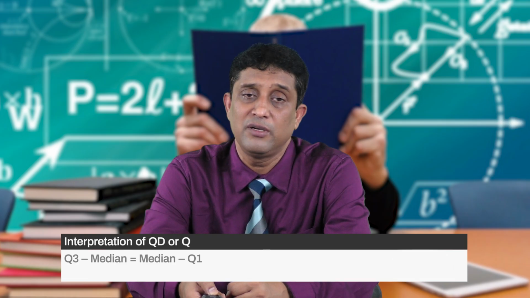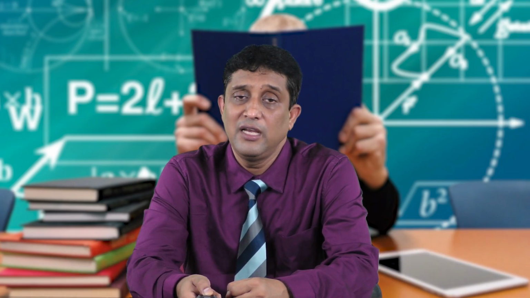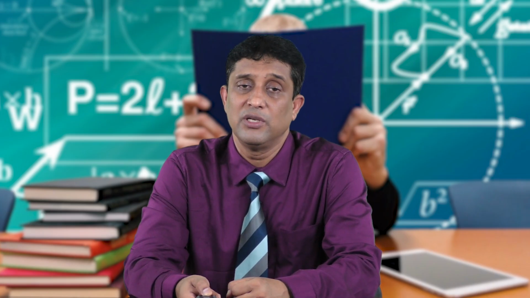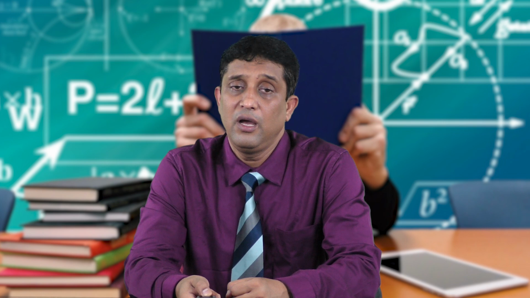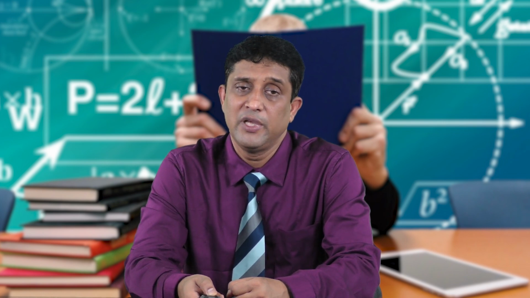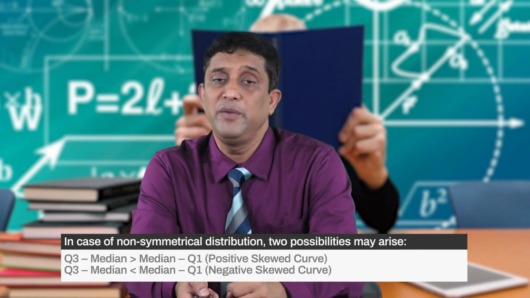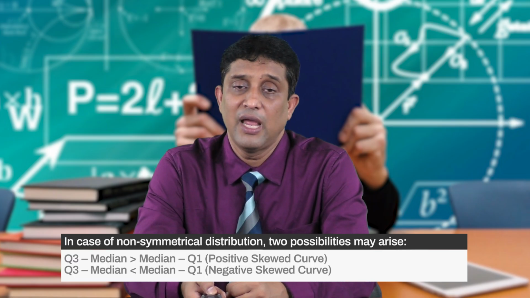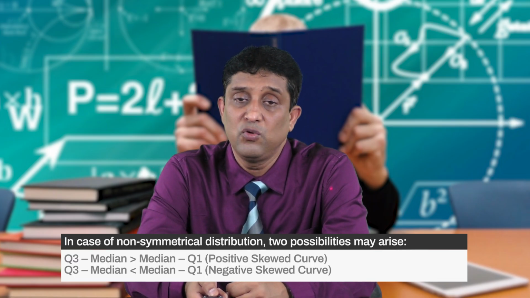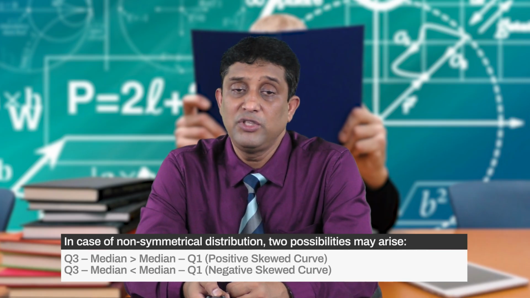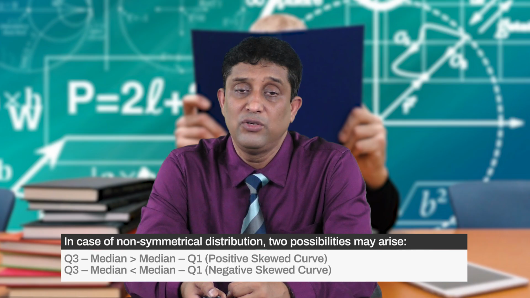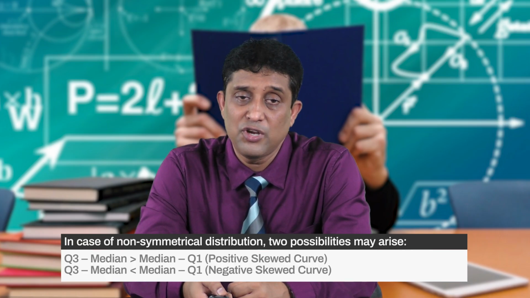Okay, and we can say that if we subtract the median from Q3, the result will be the same as median minus Q1, in a symmetrical distribution. In case of a non-symmetrical distribution, two possibilities may arise: Q3 minus median is greater than median minus Q1 if the scores are positively skewed, and on the contrary, if the scores are negatively skewed, Q3 minus median is less than median minus Q1. Okay, so try to understand.